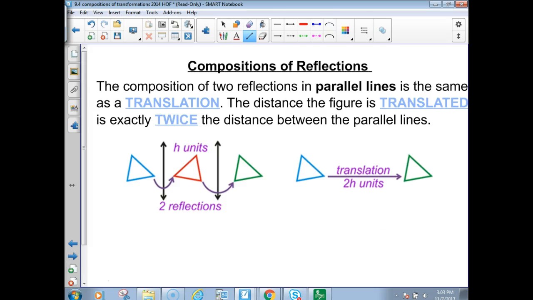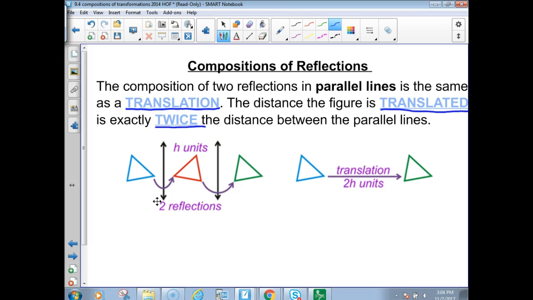Okay, we need to know a couple more things, and I have this. We're visiting this for a second time. A composition of two reflections in parallel lines is the same as a translation. You're going to need to know that. You're going to be asked it. The distance the figure is translated is exactly twice the distance between the parallel lines.